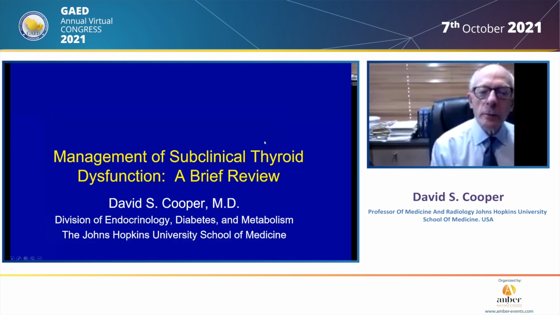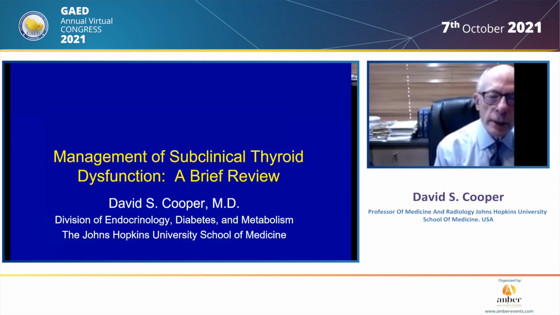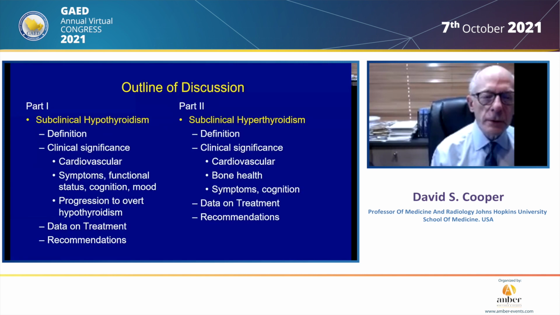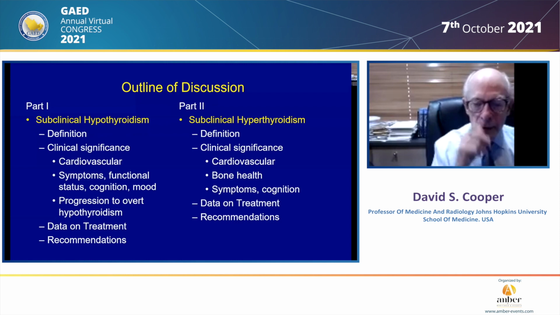Hello, my name is David Cooper, and I'm happy to be speaking to you about subclinical thyroid disease. This is a large topic and very difficult to cover in a short period of time, but I will do my very best. I don't have any disclosures. I'm going to divide this talk into two parts. Part A, or part one, will be on subclinical hypothyroidism. We'll define it, talk about the clinical significance, talk about limited data on treatment, and then recommendations. And then we'll do the same thing for subclinical hyperthyroidism.